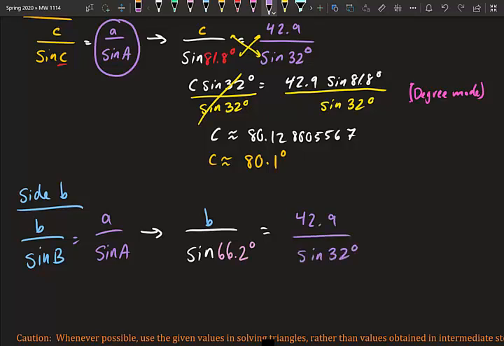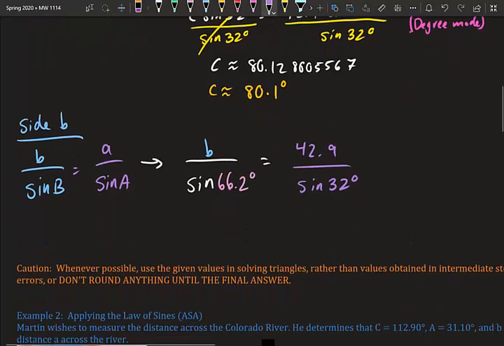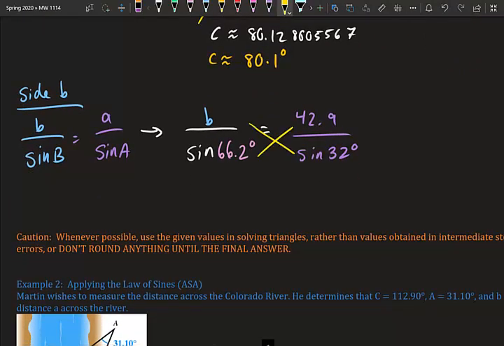So see here for sine B, we had to use what we found. That's okay because we absolutely had to use it. But you always want to try and use as many values as they give you to find the answer because it'll be more exact. Again, we cross multiply. So when we do, we have B sine 32 degrees equals 42.9 sine 66.2. We're going to divide.